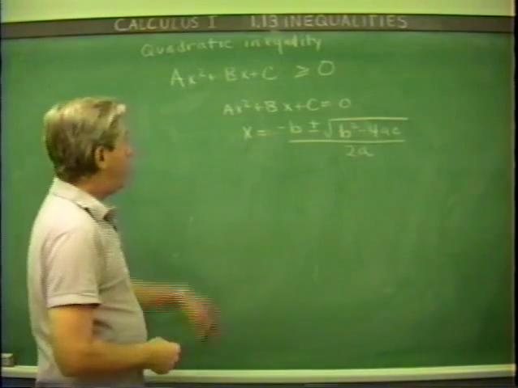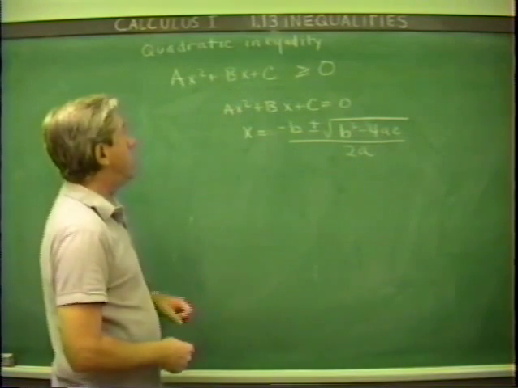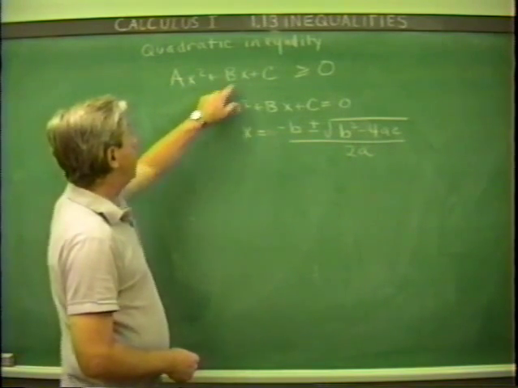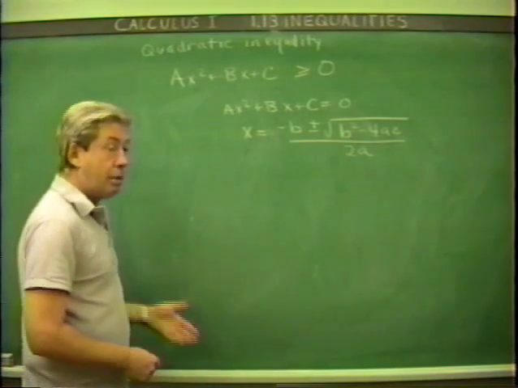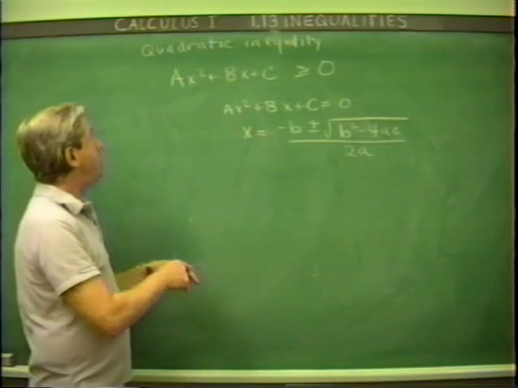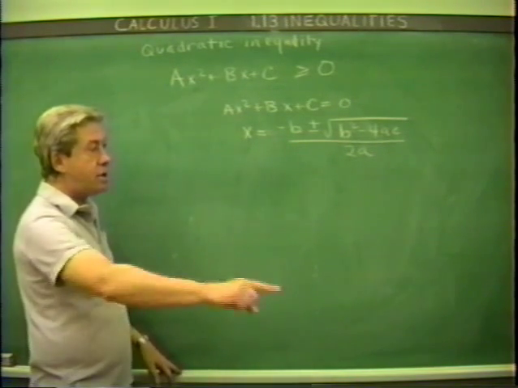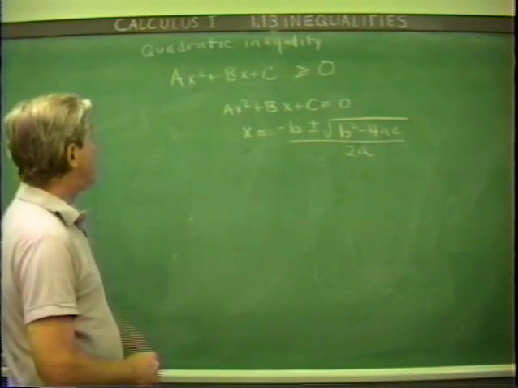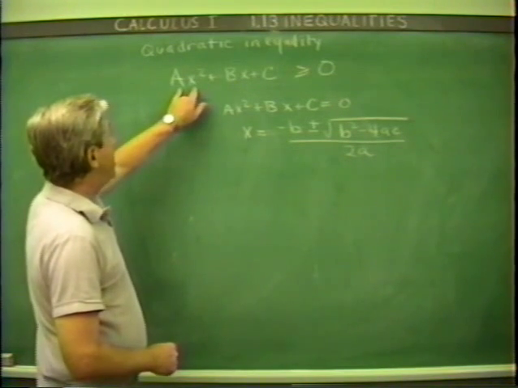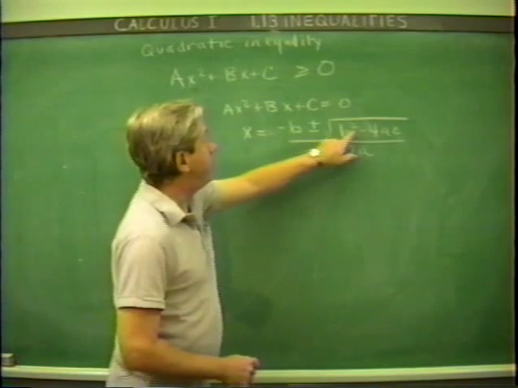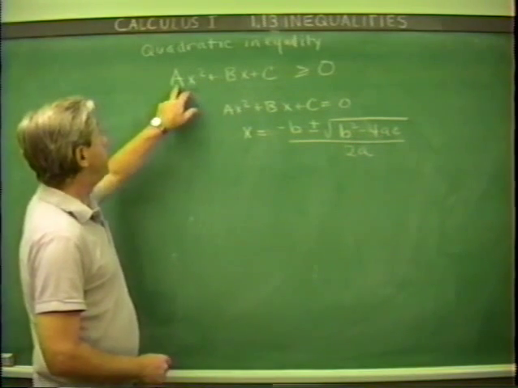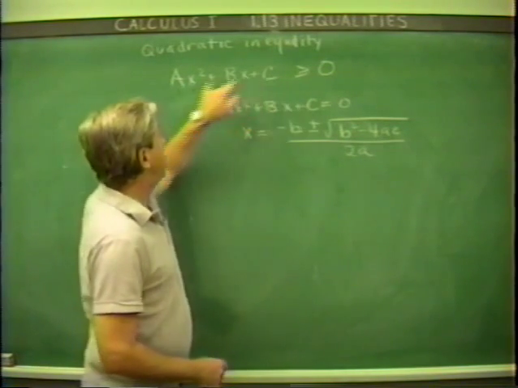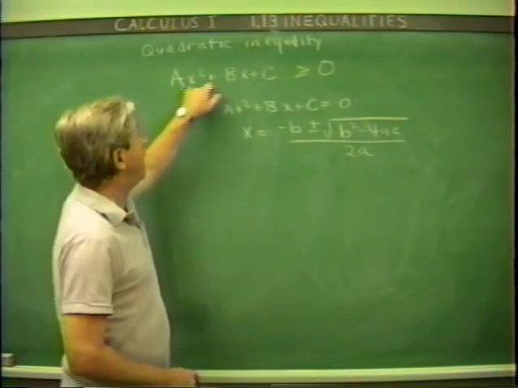What happens here? Well, there's three possibilities. One is b squared minus 4ac may be negative, in which case there are no solutions x to this. What this means is that this quadratic equation, which you probably know has a graph of a parabola, is a parabola which either opens upward or downward, but it never crosses the line y equals 0.